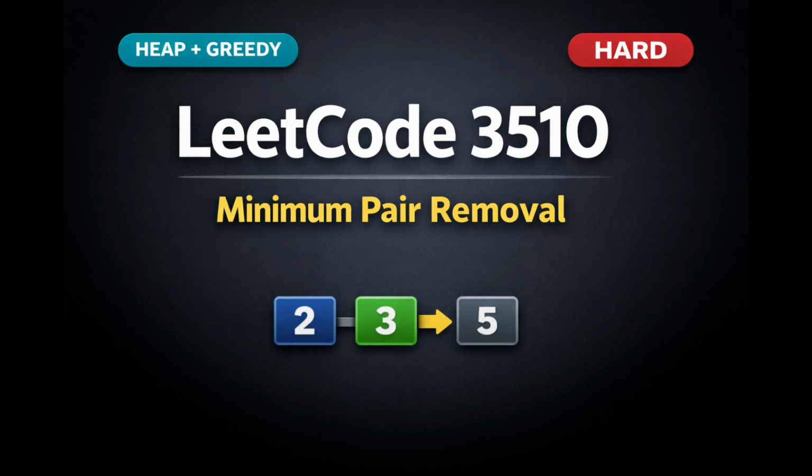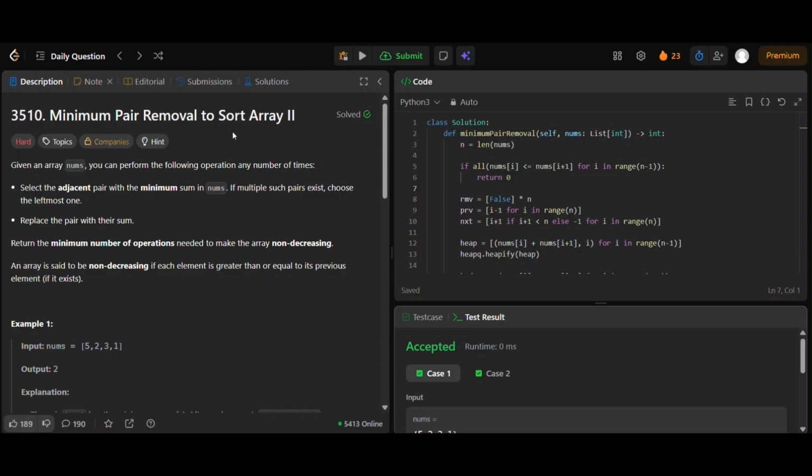This problem looks like a simple greedy merge. But the catch is brutal. You don't choose which pair to merge. The minimum adjacent sum is always forced. To solve this efficiently, we need a priority queue, a linked list simulation, and a smart way to track when the array becomes sorted. This is classic hard-level greedy simulation.